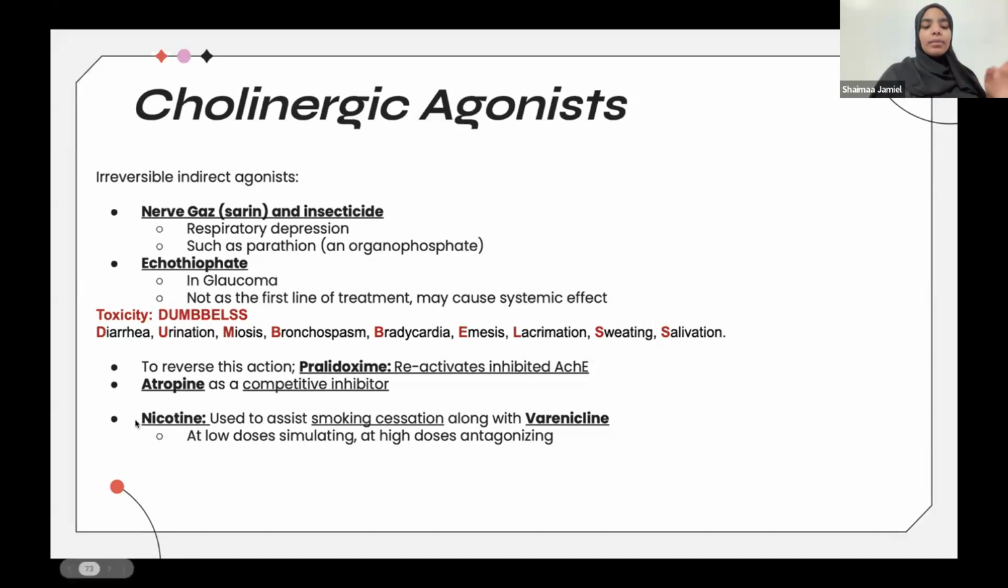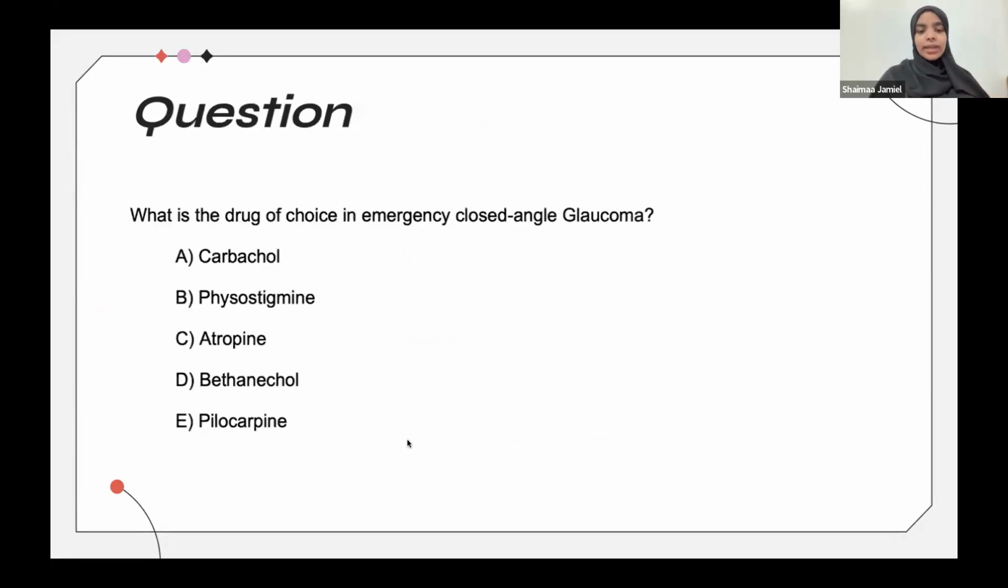And the last drug, nicotine. Nicotine is going to work on the nicotinic receptor, and it's used for smoking cessation because smokers are addicted to the nicotine. So I don't know how that works, but they're going to give nicotine to help quit smoking. And another drug is called varenicline to decrease the use of smoking, right? At low doses, nicotine is stimulating. At high doses, it's antagonizing. So it's important to know this: nicotine at low doses stimulates, at high doses antagonizes, okay?